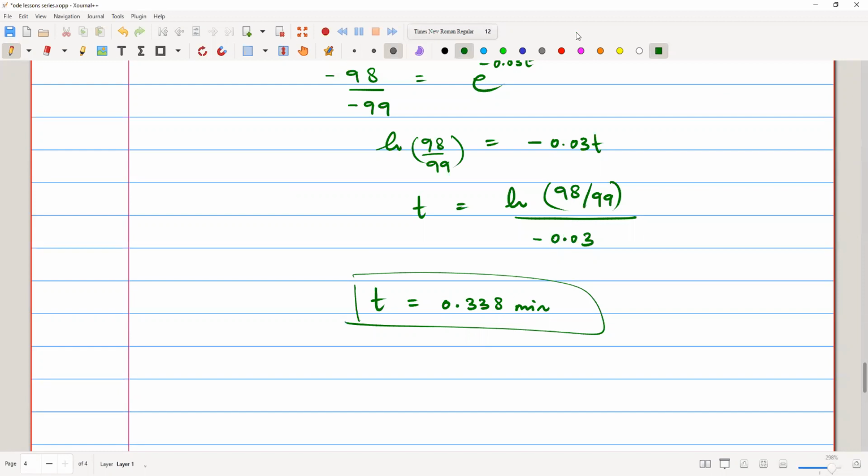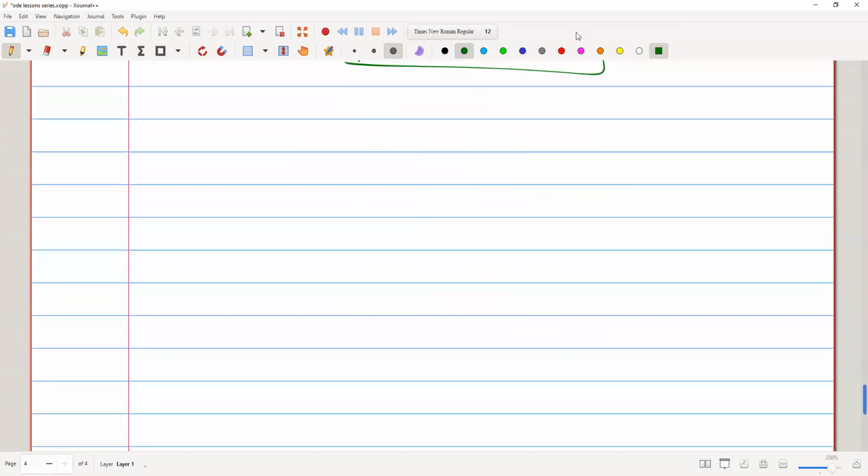So in this way, we can compute the amount of salt present in the tank at any time t. In this case, it was pretty easy because the flow rate in and flow rate out were equal, but in some cases you may experience that the flow rate in and flow rate out of the brine solution are not equal. Then you are going to get a differential equation of some kind.